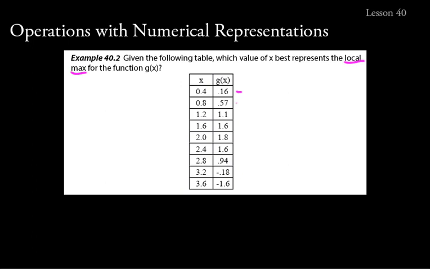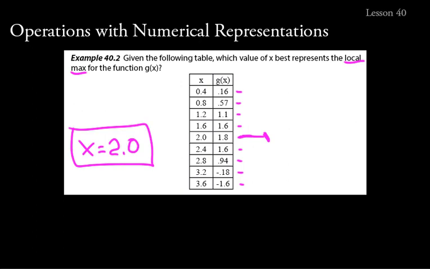We see 0.16, 0.57, 1.1, 1.6, 1.8, 1.6. This was a peak, right? Just keep going just to look. 0.94 minus. So there it is right there. So the value of x that best represents the location for the local max, the value of x would be x equals 2.0.